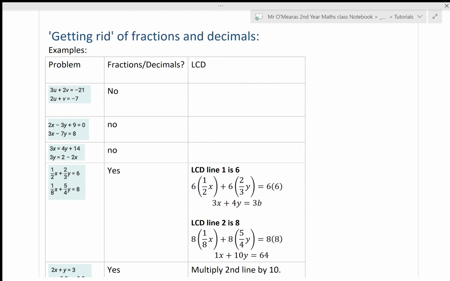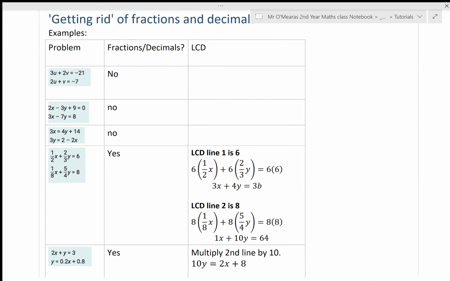The fourth one down here, we see a half x plus 2 thirds y equals 6, 1/8 x plus 5/4 y equals 8. Clearly there are fractions there. So we treat each line separately. You look at the first line and ask what's the lowest common denominator of 2 and 3? That is 6. So you multiply every term by 6, and we can see across on the right hand side here, we multiply 6 by half x plus 6 by 2 thirds y equals 6 by 6. And that simplifies to 3x plus 4y equals 36.